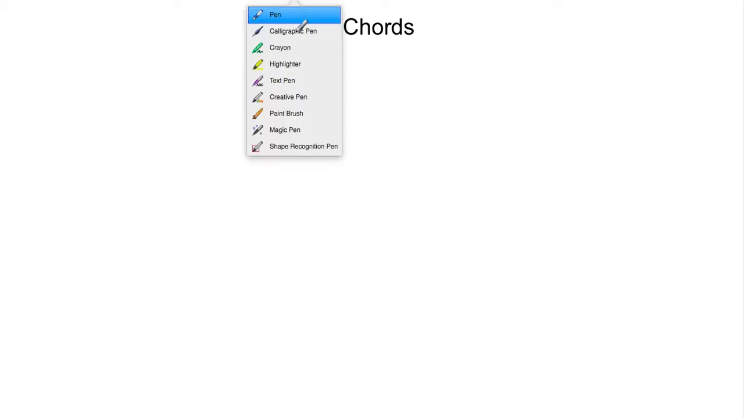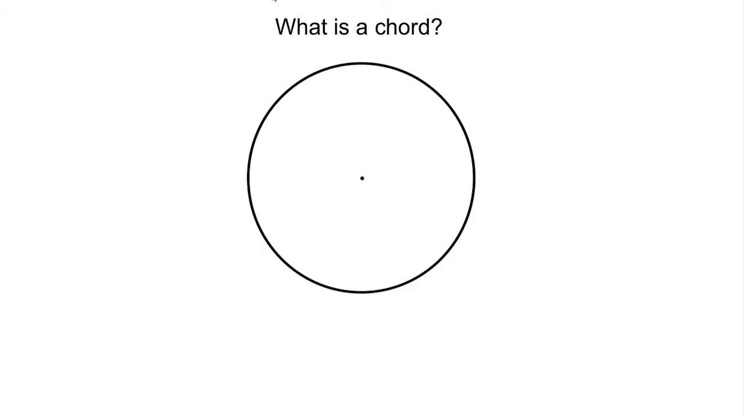So continuing our topic on circles, we are going to look at chords. So what is a chord? Well, if you think about some other vocabulary that you may know, such as a diameter, that is a line that goes through the circle and through the center. Then we also have a radius, which is from the center of a circle out to the edge.